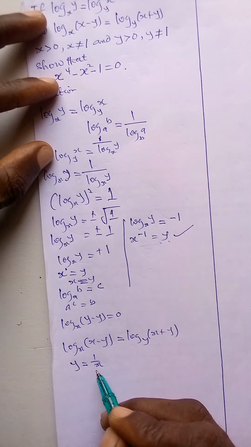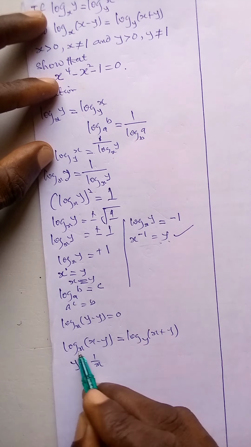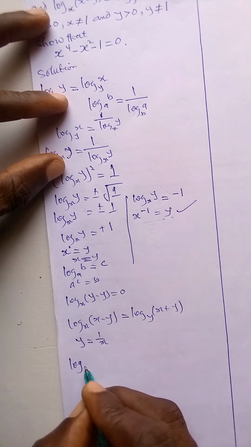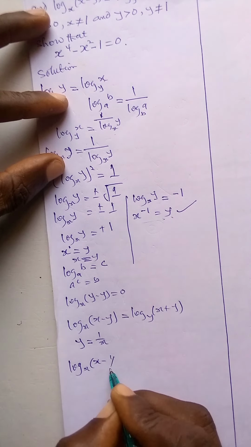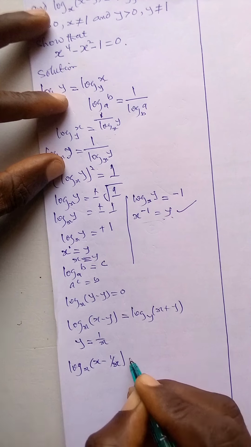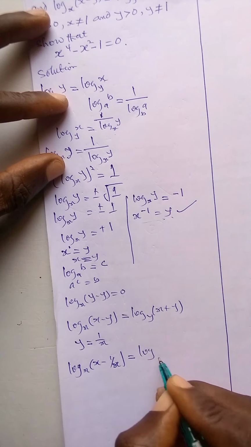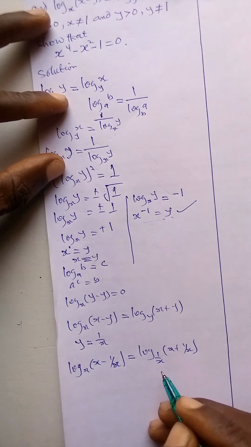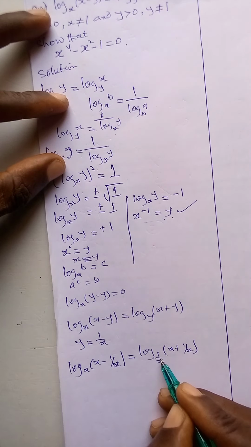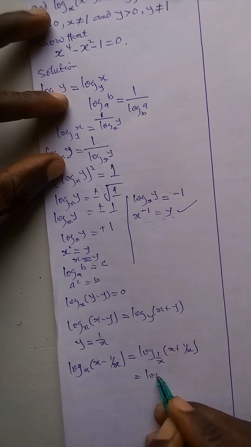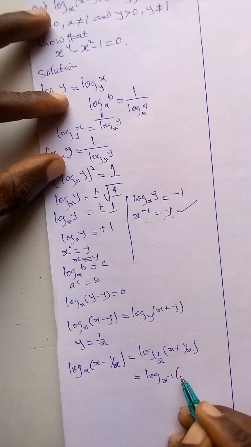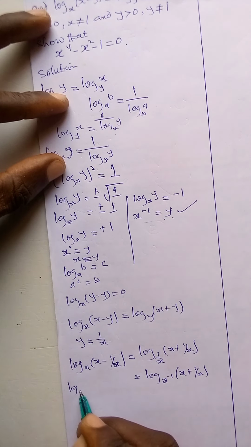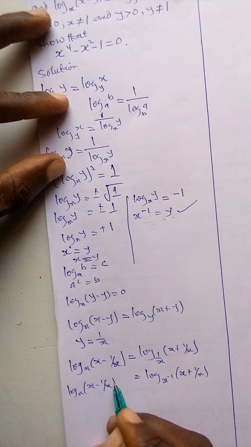So I'm going to put 1 over x in place of y anywhere I see y in the second equation. So log to base x of x minus 1 over y, 1 over x rather, is equal to log to base 1 over x of x plus 1 over x. Now I'm going to convert this to a power. That becomes log to base x minus 1 of x plus 1 over x is my log to base x of x minus 1 over x.